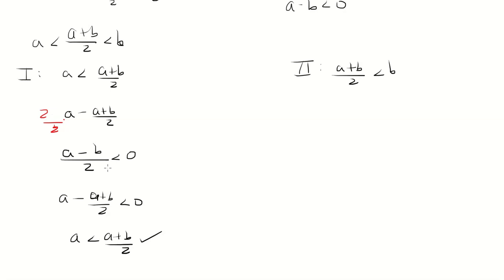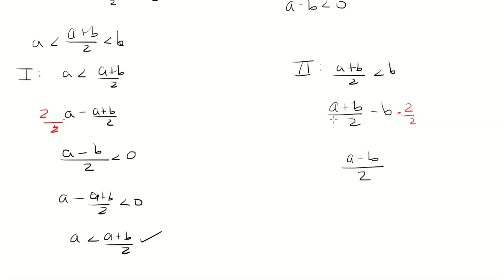So that's good. Now for the second case, we're going to approach it the same way. We're going to consider (A plus B) over 2 minus B. So what we're doing is basically subtracting the B over here. And then let's get a common denominator and subtract this. We have A plus B minus 2B is A minus B over 2.